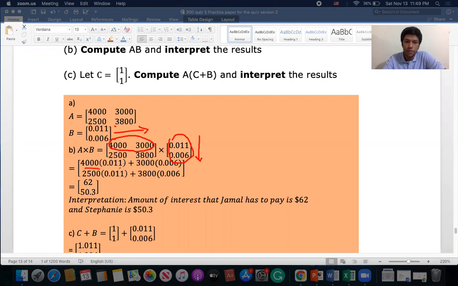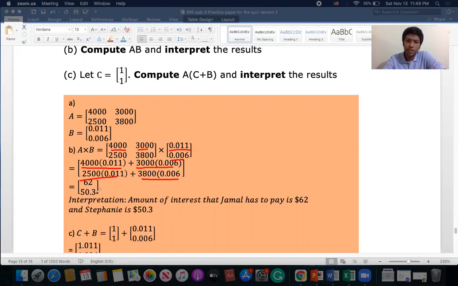Then we write it in the first line. All the numbers are given here. Let me remove it so that you can see it. So 4,000 into 0.00011. So 4,000 into this. Then again 3,000 into this. So we write it here. Then 2,500, 3,800 again into this and this. After this calculation, we get 62 and 50.3.